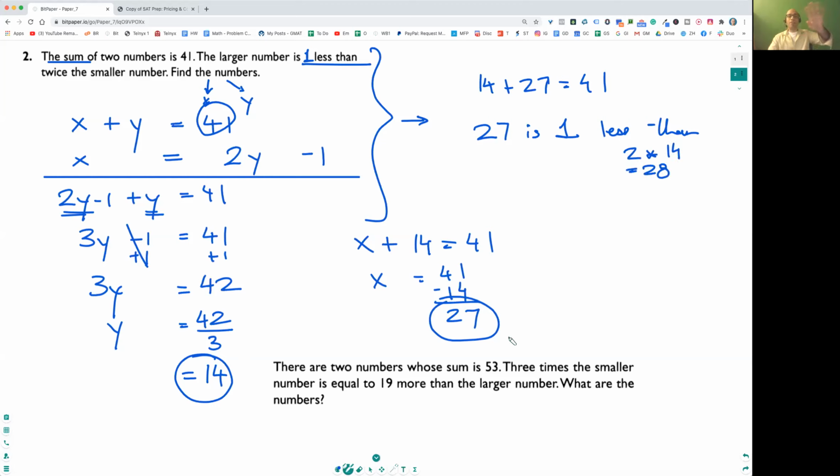If you're having trouble understanding these word problems, just think about money. So think about it, is $1 less than this? $1 less means you have to subtract 1. So the larger number is $1 less than twice the smaller number. So that's why it's $1 less than $28, and that's why it's 27, which checks out, right? So everything checks out. That's how you have to solve it. So this is a slightly complicated problem.